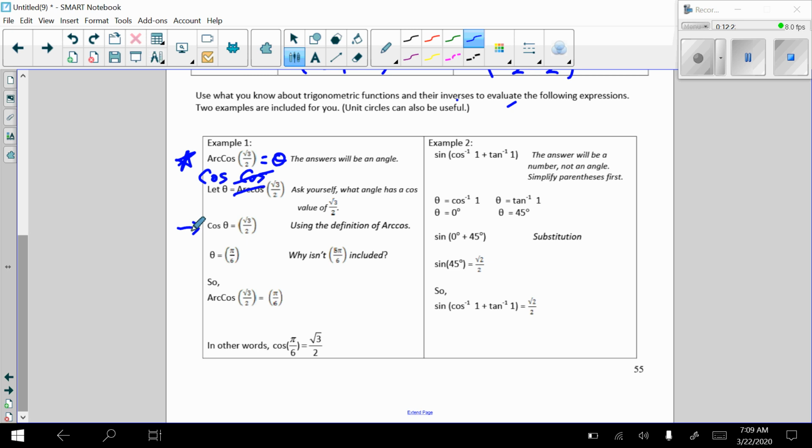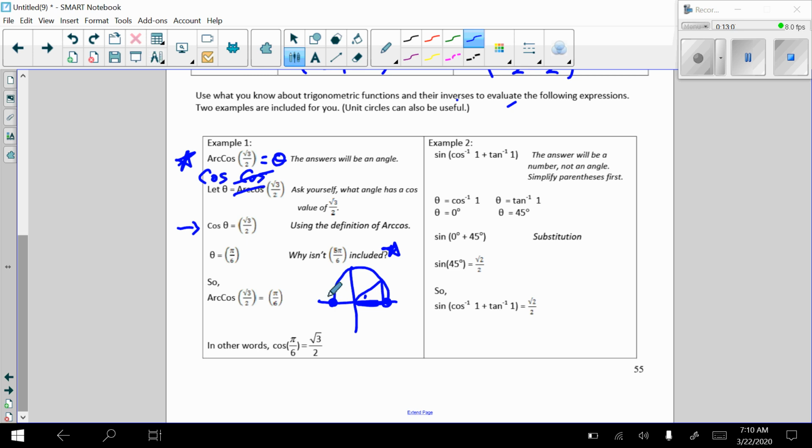Now, I've been telling you for a long time, you better memorize that unit circle, because right now, you would be able to just think about, okay, this has a capital C, so I'm only focused on the top half of my unit circle. And where is the cosine √3/2? Well, I know the cosine to be √3/2 when theta is pi/6. Remember, pi/6 is 30 degrees. Why isn't 5 pi/6 included? Well, 5 pi/6 would be over here, and that cosine would be negative, right? So that would be negative √3/2.